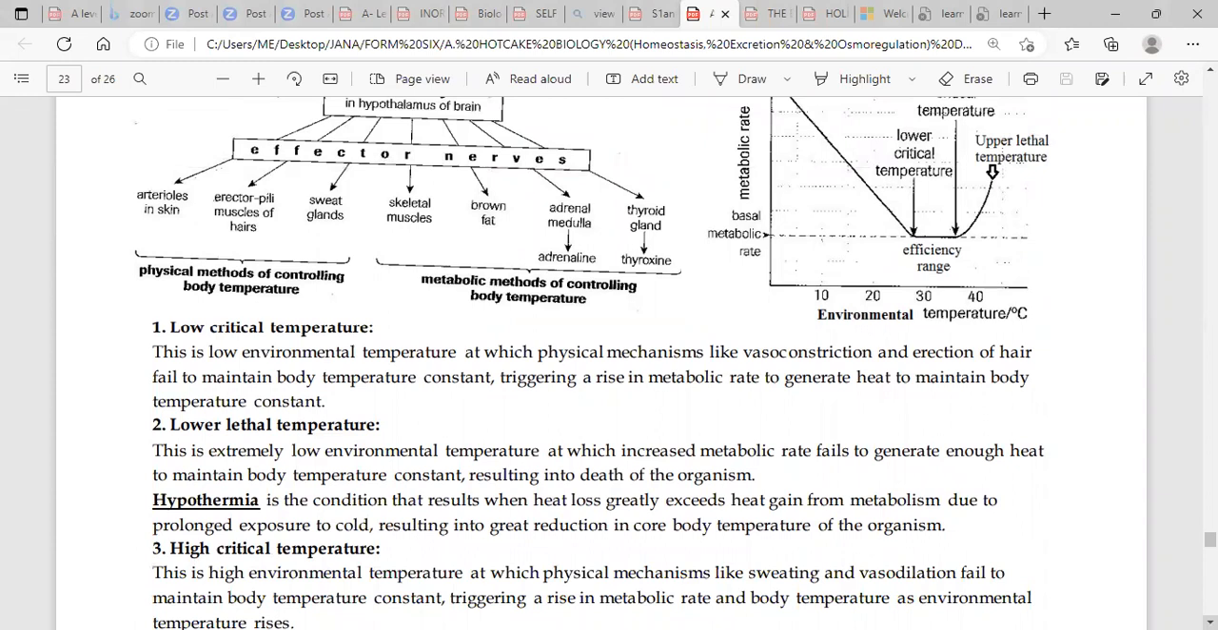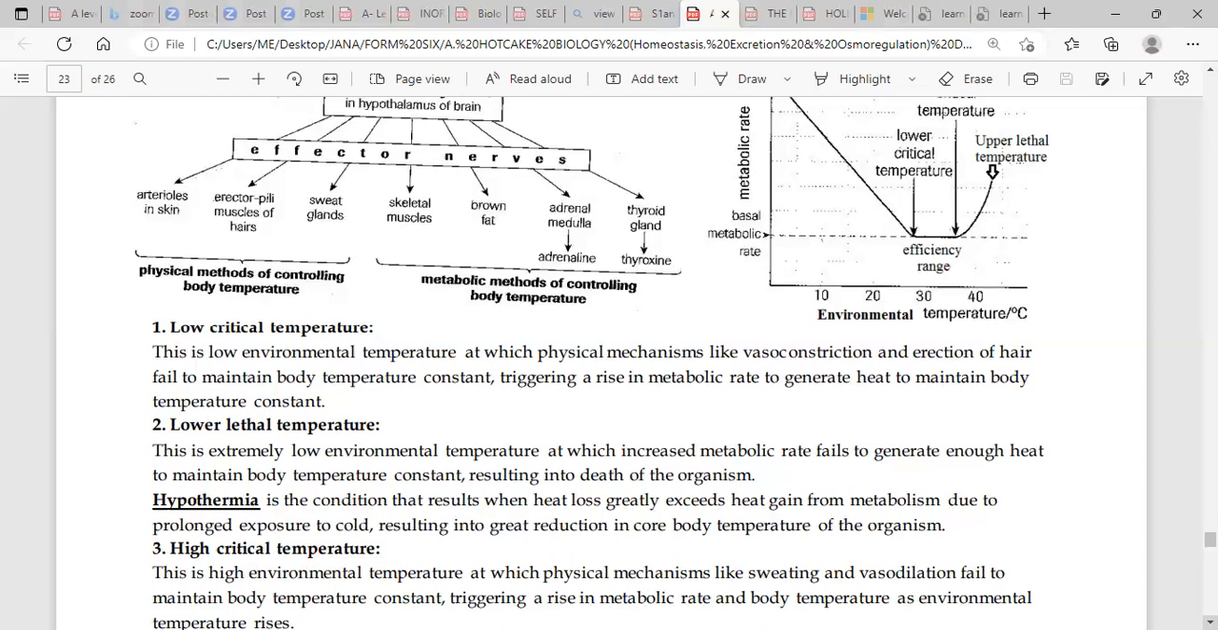Now, as temperature is increasing, that is the high environmental temperature, we also have physical mechanisms that try to maintain the body temperature at a lower level. That is, you will have physical mechanisms like sweating. You will have physical mechanisms like vasodilation. That is, the blood vessels dilate, they increase in size, they transport a lot of blood to the skin.